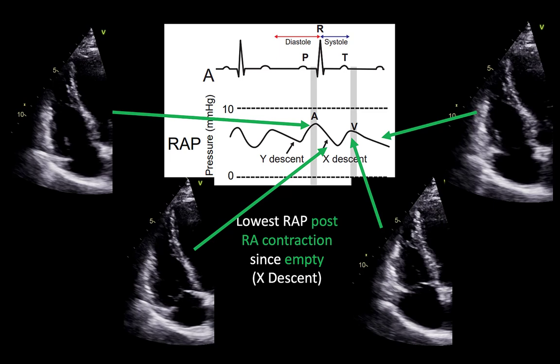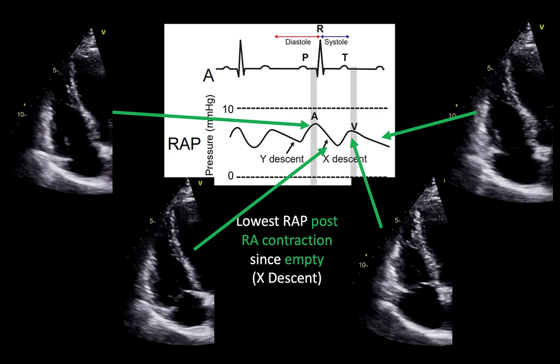Ventricular systole causes the annulus to be pulled down, further expanding the right atrium and decreasing the RA pressure to its lowest in the entire cycle. This X descent represents the predominant filling period of the right atrium during the cardiac cycle.